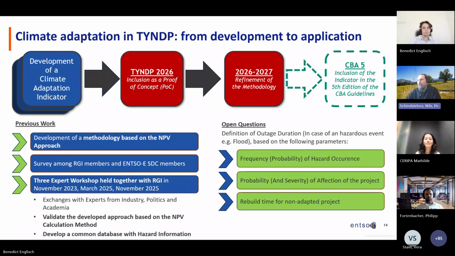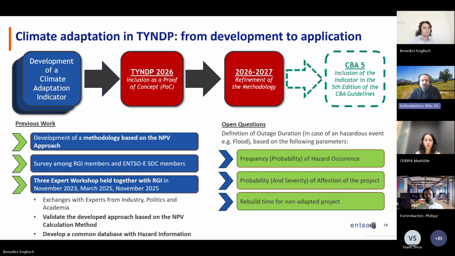And then afterwards, of course, we would like to refine this indicator based on the knowledge and experience that we have gained then from this TYNDP. And it might then also go into the update of the CBA guideline, which is here denoted on the right-hand side. But this is for the future up to come. For the moment, we are focusing on the TYNDP 26.